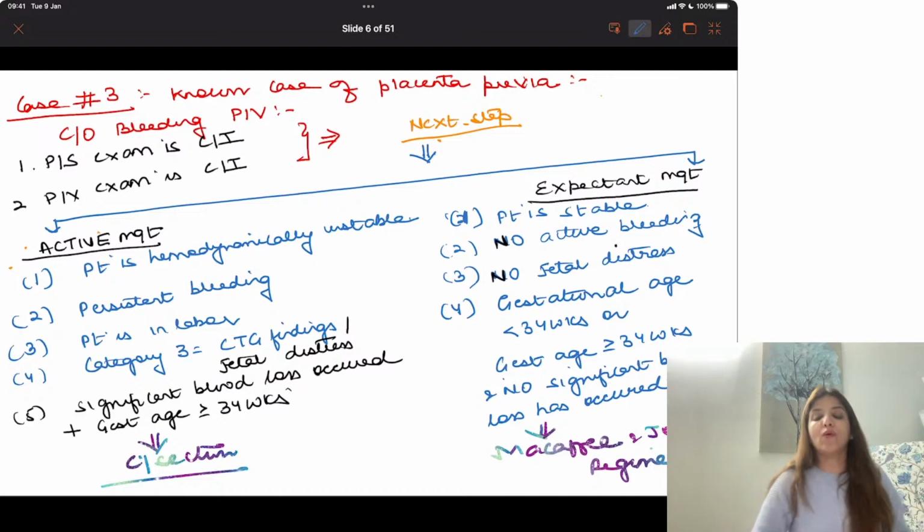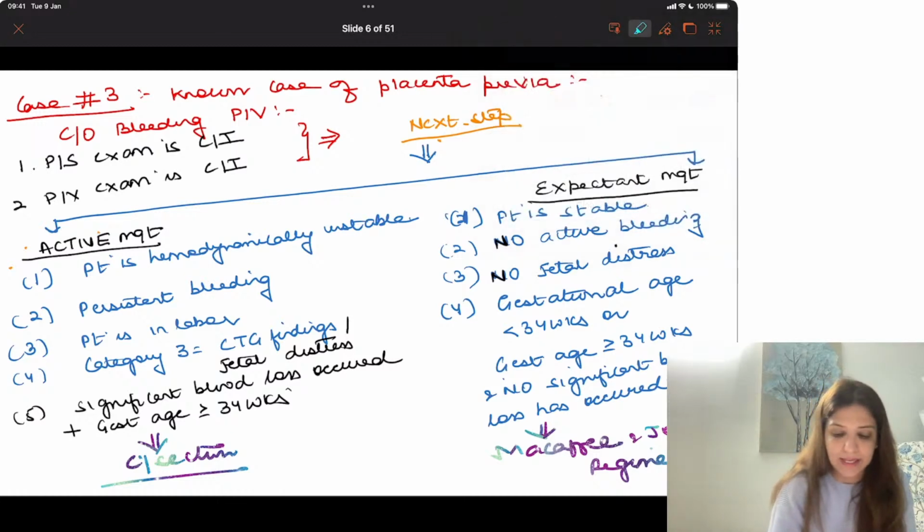Case number 3 now is a known case of placenta previa, and she has come to you with bleeding PV. Please remember that in placenta previa, per vaginal examination is contraindicated, per speculum examination is contraindicated. Now, if they ask you the next step, you will have to see what other findings are given to you, because the next step can be active management or expectant management. Active management means that I'm going to go for immediate cesarean section. Right?